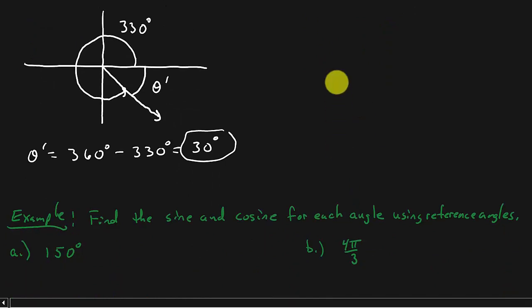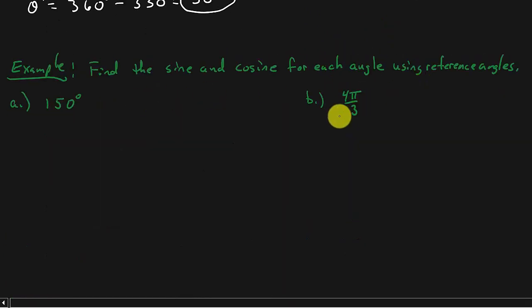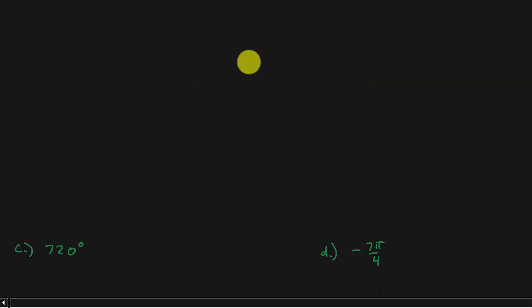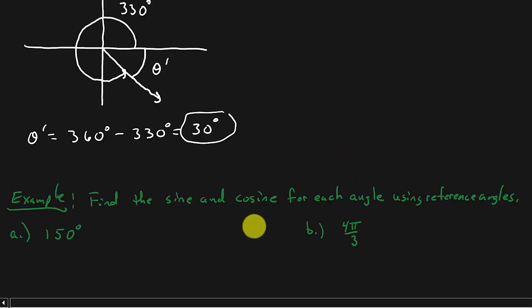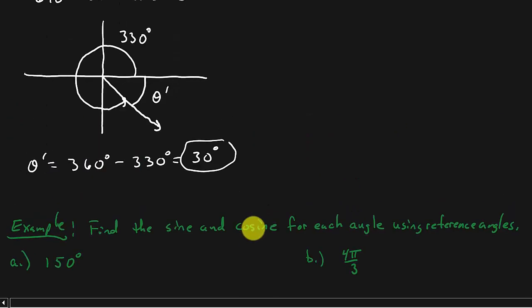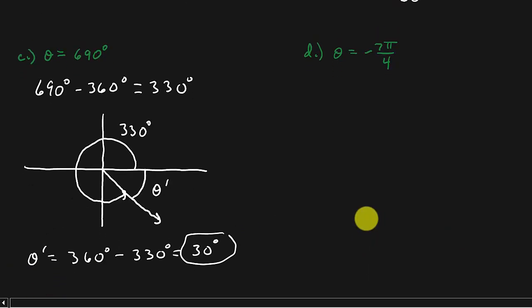Okay. See, this is really pretty easy, and hang with me in the video. Don't stop watching, because we're going to do some more. We're going to find the sine and cosine of these angles here. We're going to find the sine and cosine, but we're going to use reference angles to do it. That's important to know how to do that. All right, what about this one?